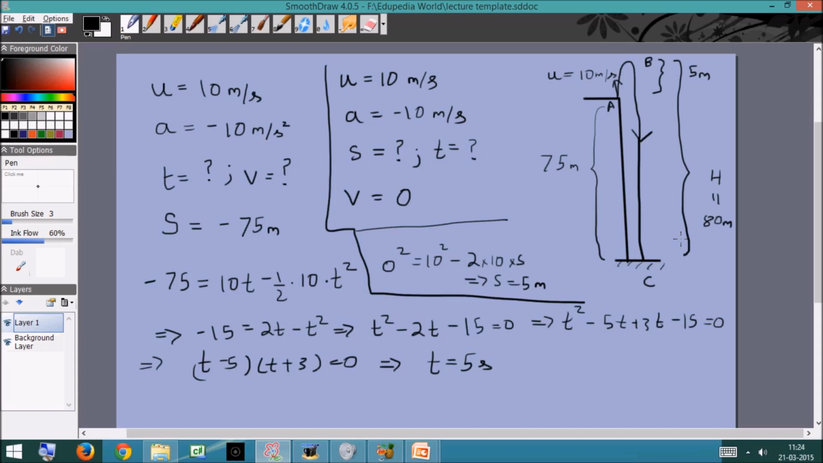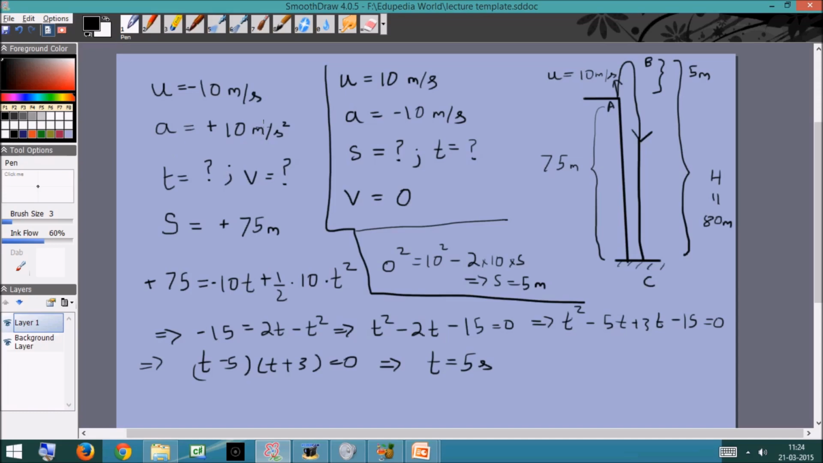Another note, if we took the downward direction to be positive, u would be minus 10, a would be plus 10, and s would be plus 75. In that case, the equation would be plus 75 is equal to minus 10t plus half into 10 into t square. But we see that this equation is simply the previous equation multiplied by minus 1. All the three parts of the equation have had the signs reversed. So it will give me the same answer. Similarly, in this case also it will give me the same answer.